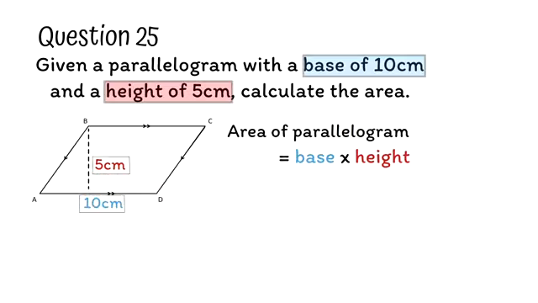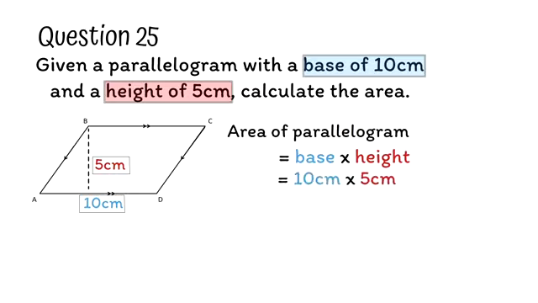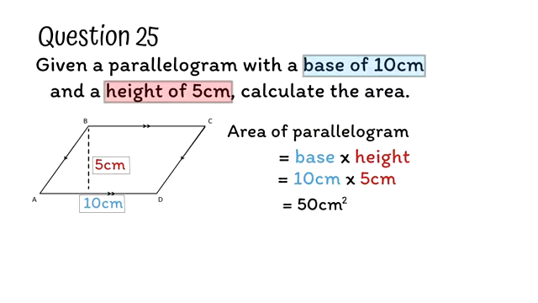Replace the values for the base and the height, which is 10 centimeters times 5 centimeters. Multiply 10 centimeters by 5 centimeters, and that will be 50 centimeters squared. Therefore, the area of the parallelogram with base of 10 and height 5 is 50 centimeters squared.